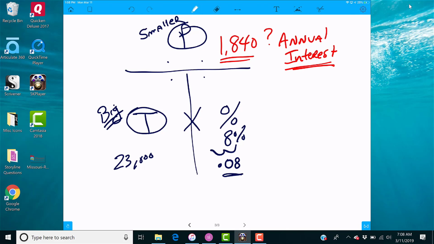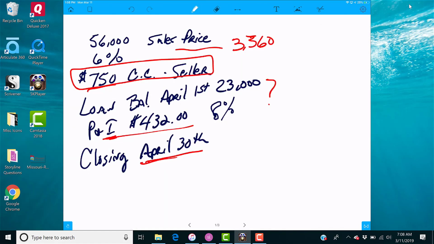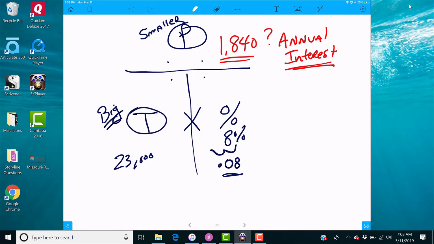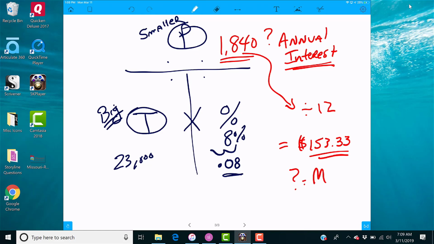Well, let's go back to this problem, and we're closing on April 30th. This is the principal and interest payment. We just really need to find out what the interest is, and guess what? They give us a free softball here. We only need to figure it's 30 days interest, right? So we need to go back over here and divide the 1840 by 12 months in a year. So when we divide that by 12, we get $153.33. And this is your monthly interest.